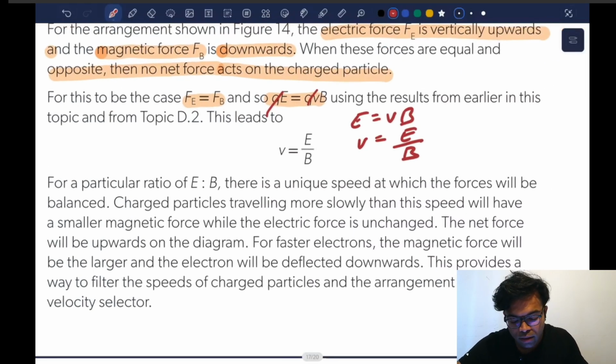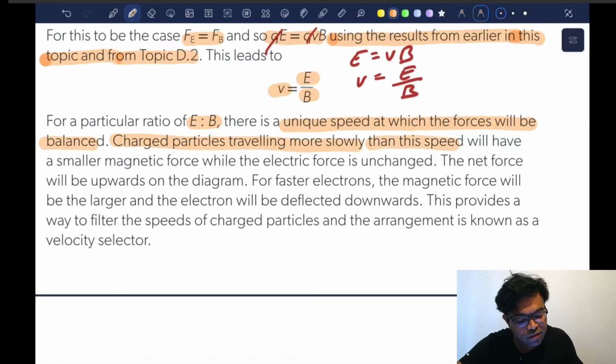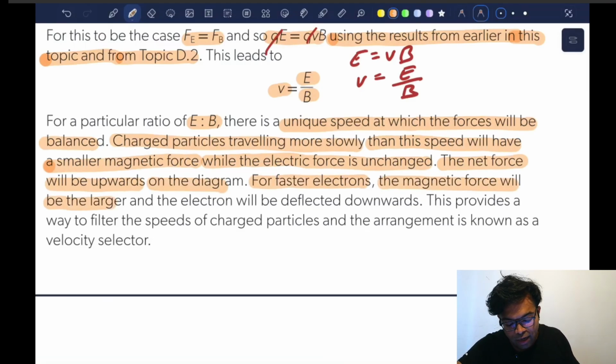Okay, so next, using the results from earlier in this topic and from topic D2, this leads to V is equal to E upon B. For a particular ratio of E upon B, there is a unique speed at which the forces will be balanced. The charged particles traveling more slowly than this speed will have a smaller magnetic force, while the electric force is unchanged. The net force will be upwards on the diagram. For faster electrons, the magnetic force will be larger and the electron will be deflected downwards.